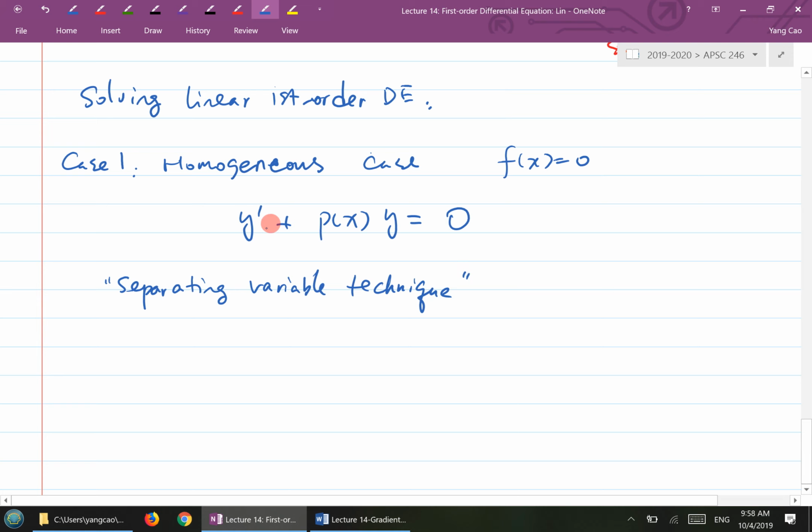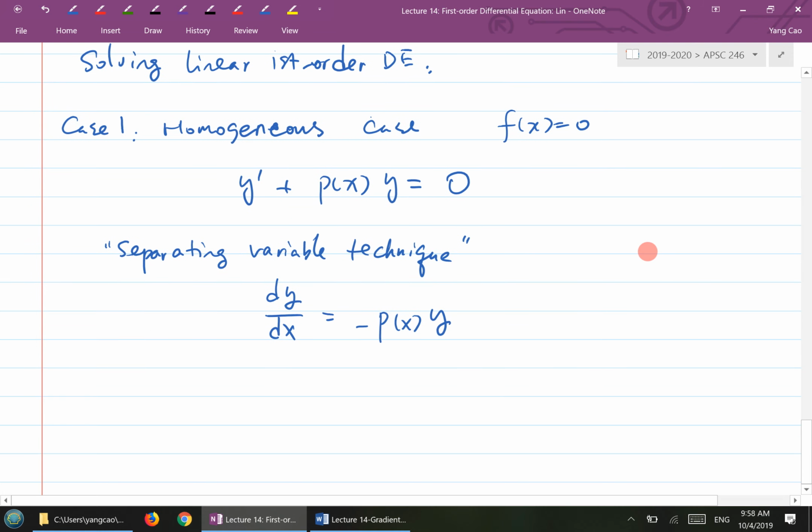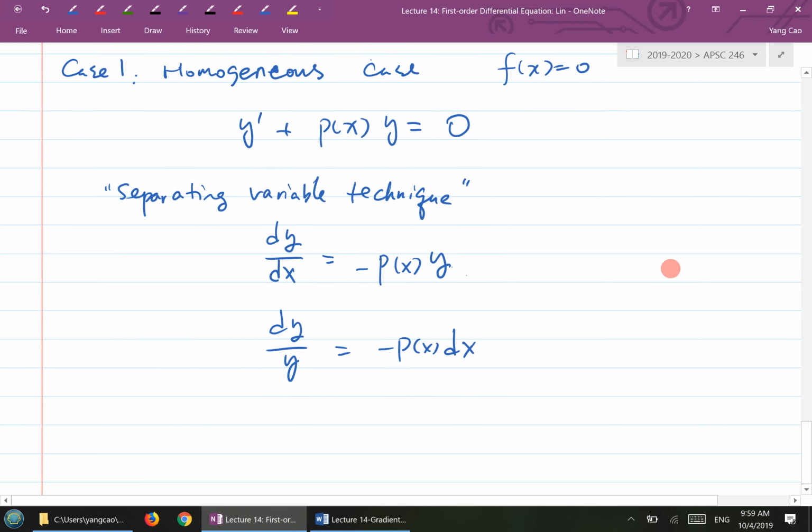So here's what we do. y prime is dy over dx. And then we move the p of x times y to the right side, so it becomes a negative. Then we look for terms associated with x and terms associated with y. So you separate these two variables out. Now you can see you have dy over y like this, and then you have your p of x dx like that. So you put all the like-minded terms together, x and y in two groups.